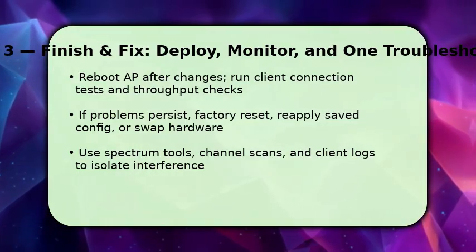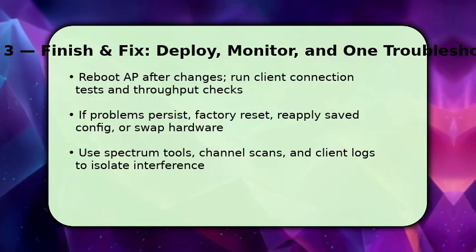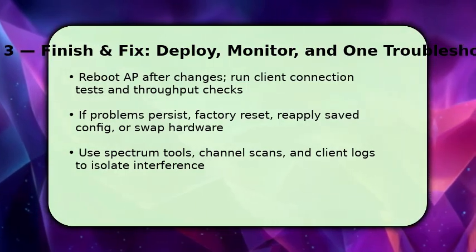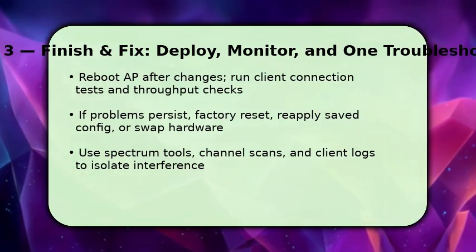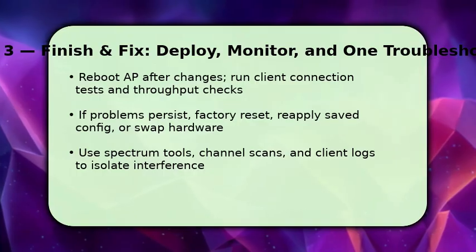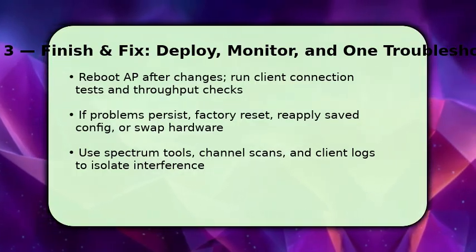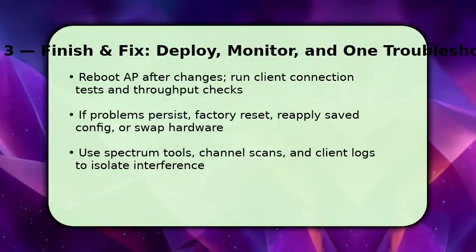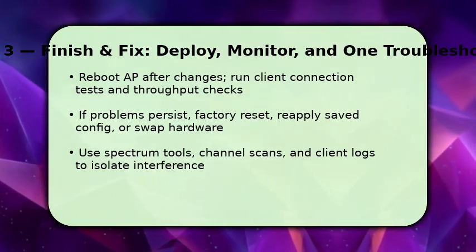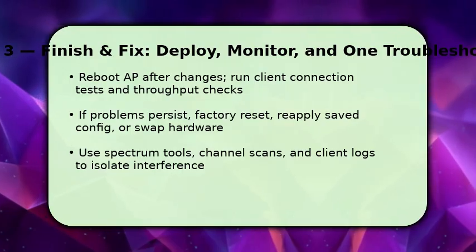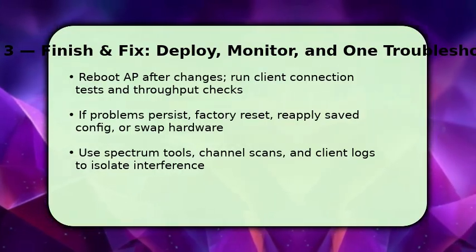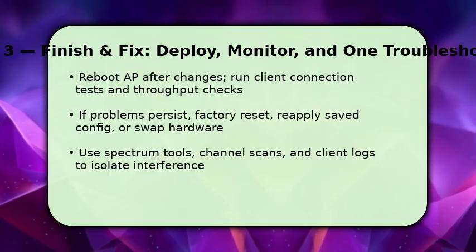If issues persist, try a controlled factory reset, then reapply the saved configuration rather than manual guesswork. Hardware swap can quickly isolate faulty radios or power issues. One key troubleshooting tip: when connectivity is intermittent, use a spectrum analyzer or channel scan and client logs to look for interference. Often the problem is radio.